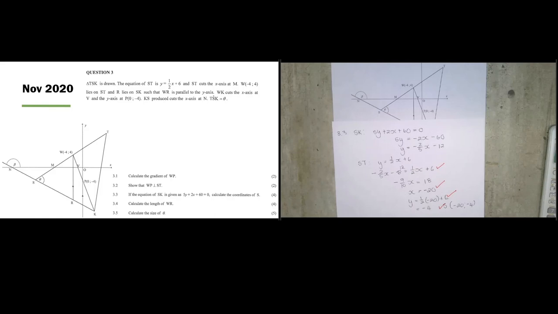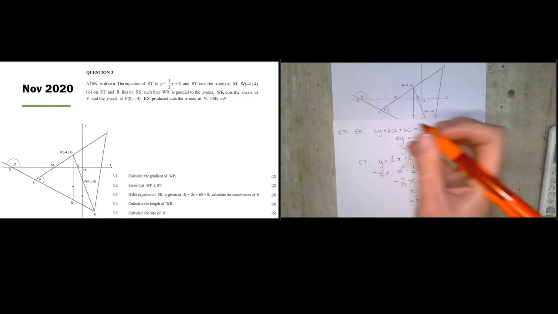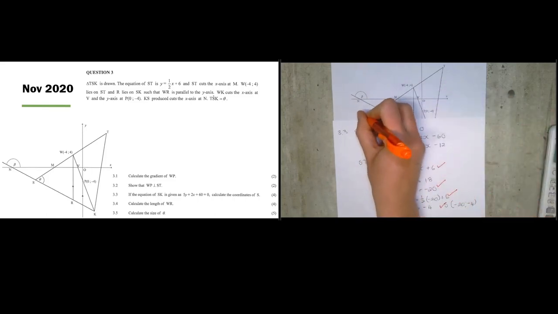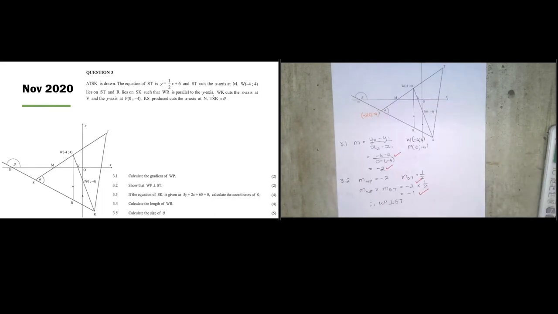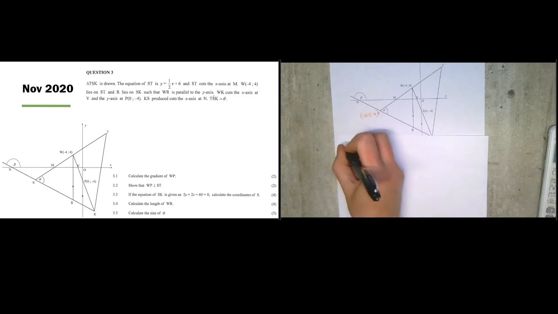Question 3.4. So if you've worked out something, good practice is to write it in on your sketch. So S is now the coordinate negative 20, negative 4. So let's write that in. Question 3.4. Calculate the length of WR.